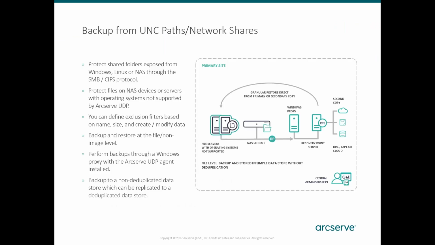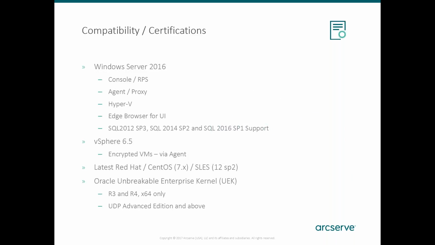And that brings us to the details on the certifications. The Windows 2016 certifications are clarified here with the SQL and browser and UDP functionality support. We have vSphere 6.5, where agentless is available, but not for encrypted VMs; those would be backed up with an agent inside the guest. We have some Linux Red Hat CentOS 7.x compatibility, SUSE Linux Enterprise 12 Service Pack 2, and the Oracle Unbreakable Enterprise Kernel, whereas previously we only supported the Red Hat compatible kernel on Oracle Linux.